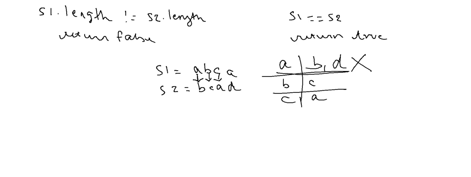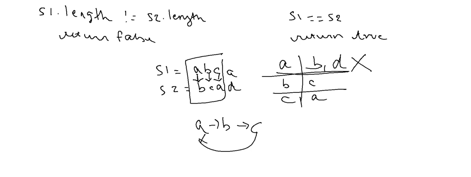And if we have a cycle like we have here, if we just consider this string, A to B, B to C, C to A, we have a cycle here. So in this case, when we have a cycle, we need one extra character.